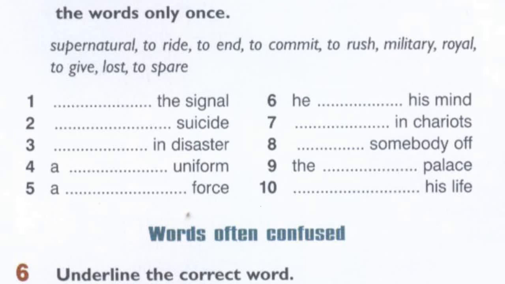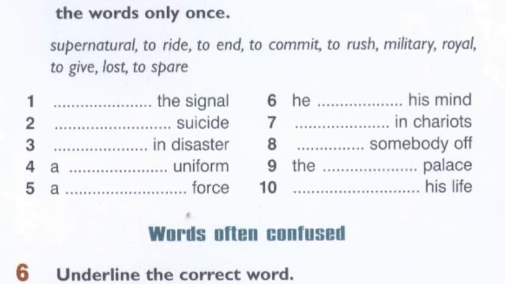How about number 3? In disaster. To spare, to ride, to end. To end is past tense. To end in disaster. And okay, we completed 4. A military uniform. How about number 5? A supernatural force. Number 6, we completed. He lost his mind. Number 7, ride. To ride in chariots. Number 8, to rush somebody off. To rush somebody off means to move somebody quickly.